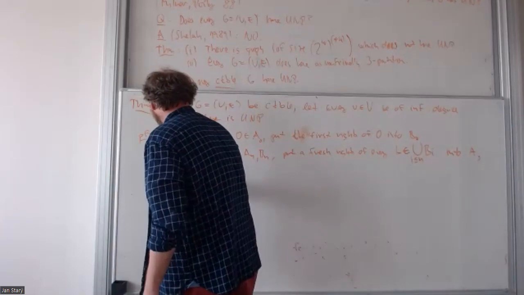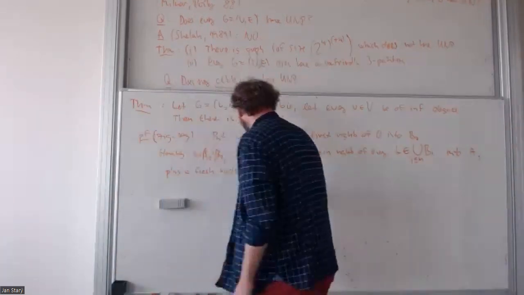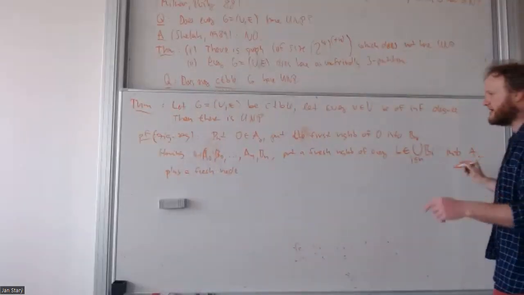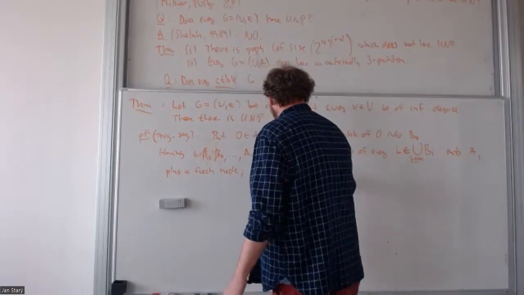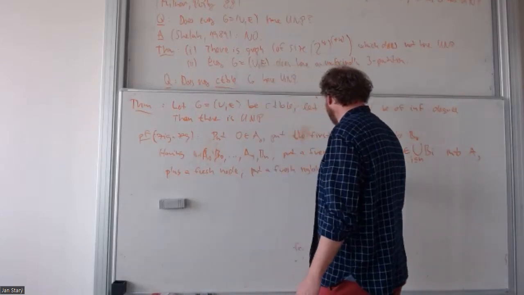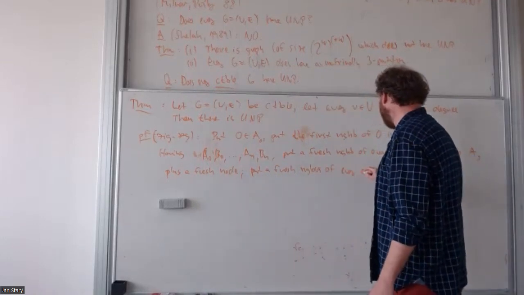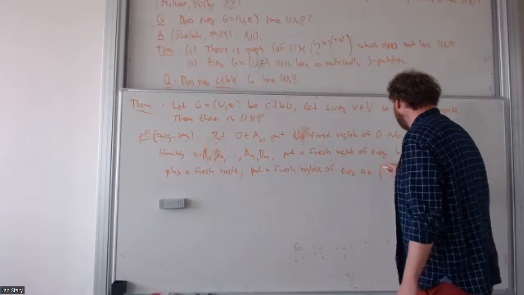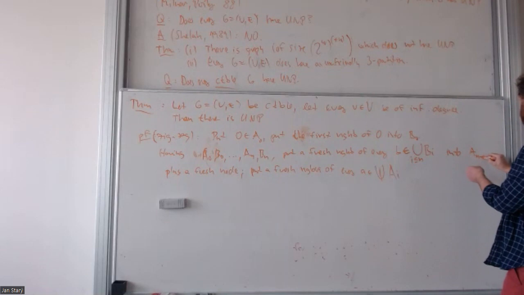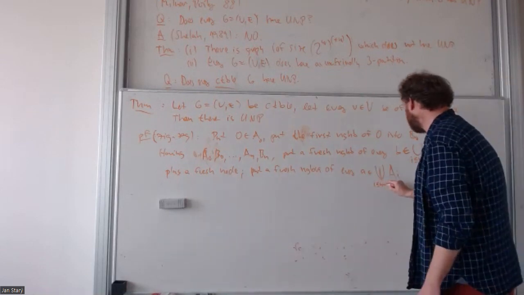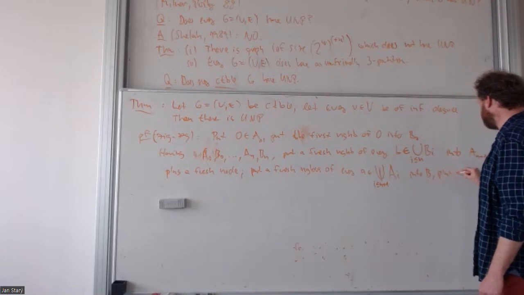So put a fresh node, untouched so far, and then put a fresh neighbor of every A in all the Ai's up to and including this one into B, plus a new one.